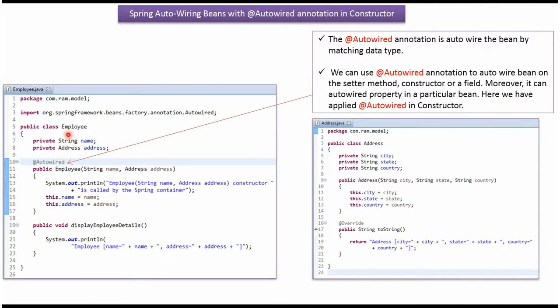Here I have defined the class Employee. It has two properties: name and address. And it has an Employee constructor which accepts name and address. In the Employee constructor, I have applied the @Autowired annotation. So the Address object will be created by the Spring container and injected into Employee. And it has a displayEmployeeDetails method.